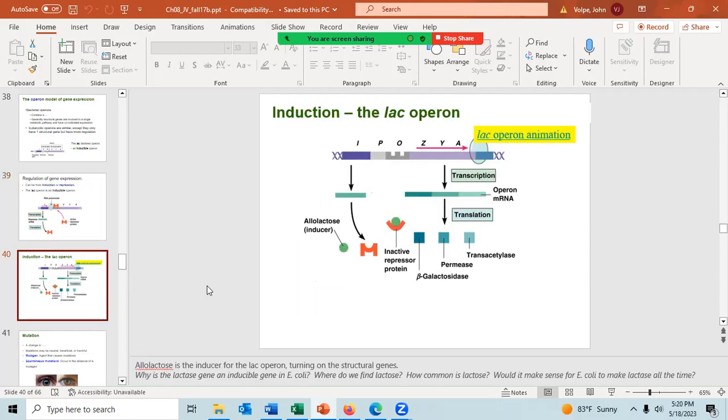However, if the sugar lactose is around, then the sugar allolactose is around, because they're the same sugar, really. And it will bind to the repressor protein that falls off the operator, inactivating it. And now there's no repressor protein to bind to the operator. And so a polymerase that binds to the promoter can then move down and express the gene. Any question about any of that?